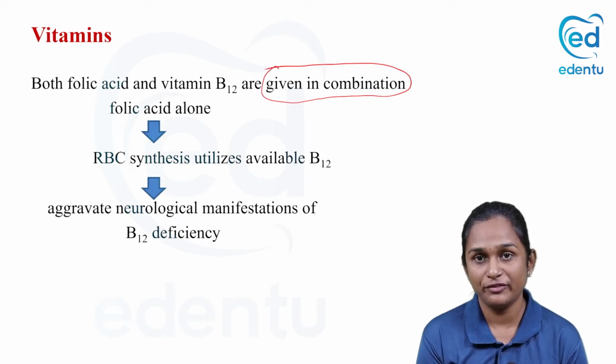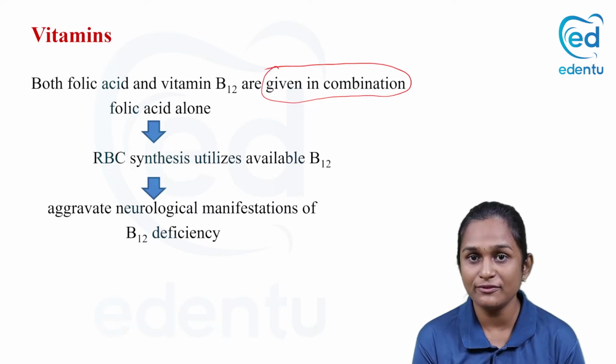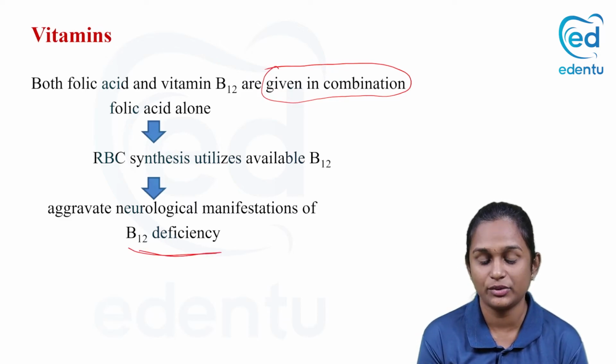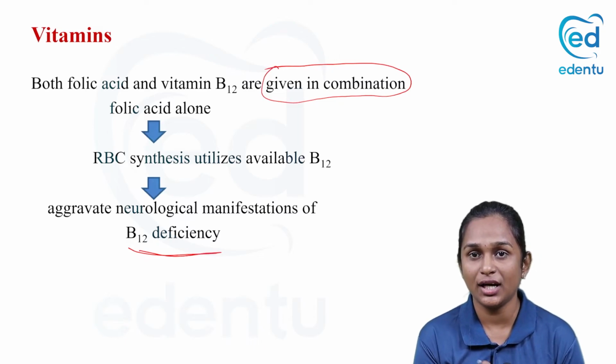Okay. So if you see, RBCs will synthesize and utilize whatever B12 is available. So if you give only folic acid, it will aggravate the deficiency manifestations of vitamin B12. That's why we usually give both vitamin B9 and B12.